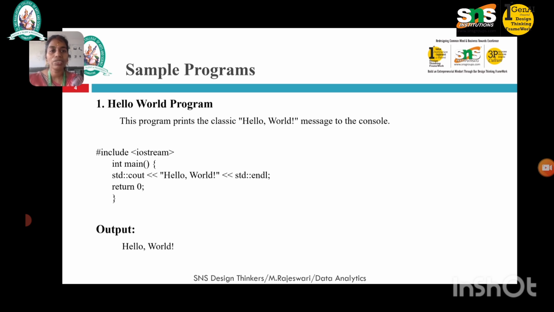Whenever you write a C++ program, we have to start with the header file, which starts with the hash symbol: hash include less than symbol, iostream, greater than symbol. This is called the header file. We have to include this before running the program. Whenever you start writing a C++ program, we first write the header file.